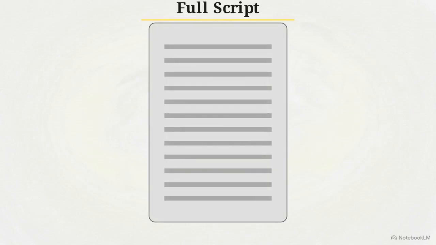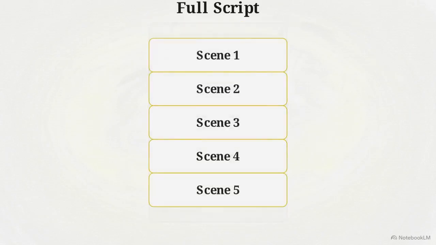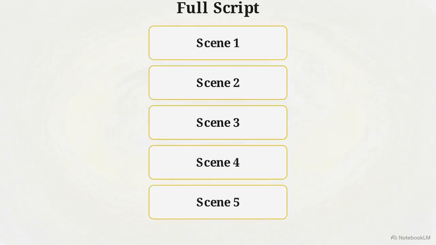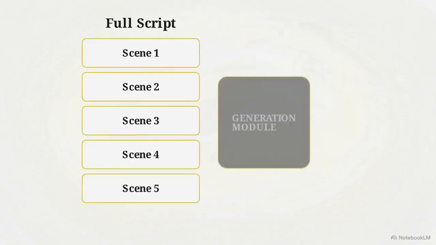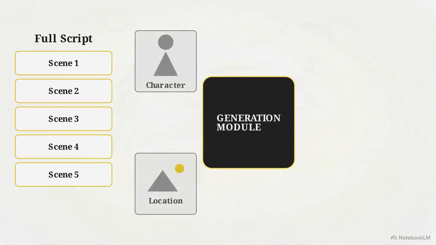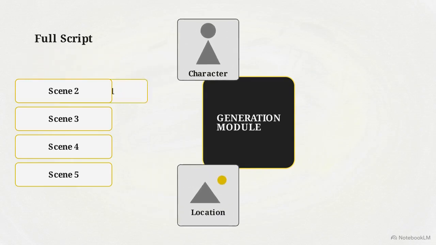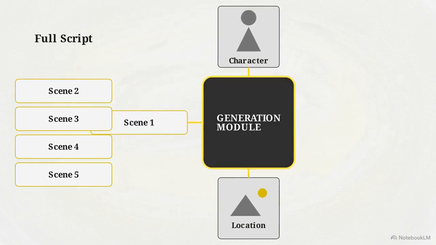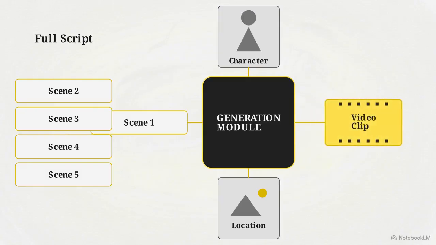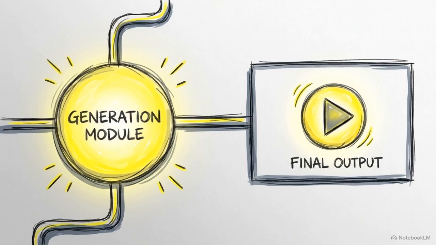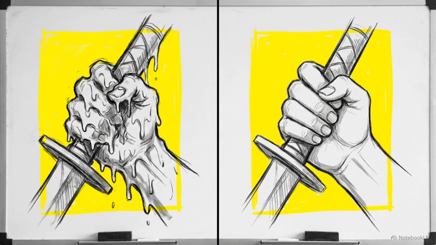We instruct the agent to look back at our full script and slice it down into individual sequential scenes. This diagram illustrates our next move. We take those locked character and location concept sheets and plug them into the generation module as strict reference boundaries. The agent takes our visual references, combines them with the specific action described in Scene 1, and outputs our first video clip.